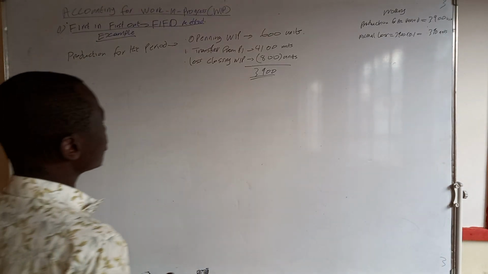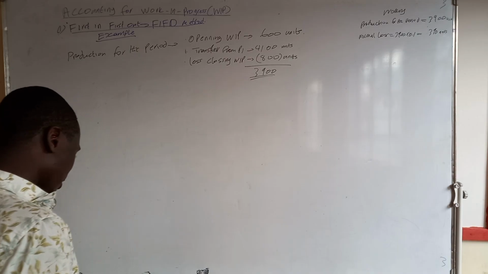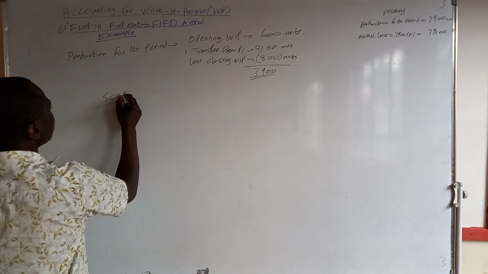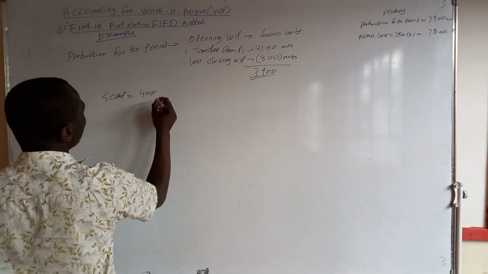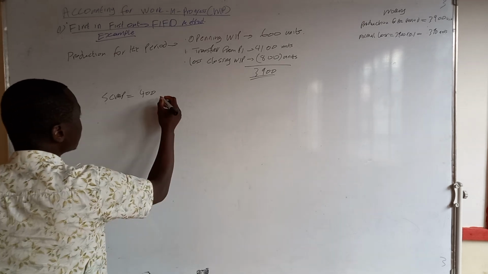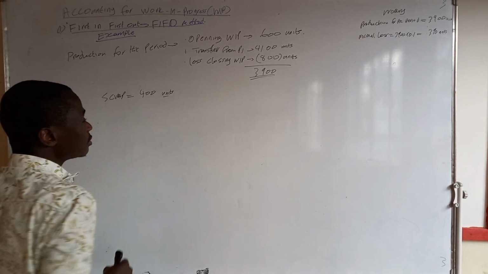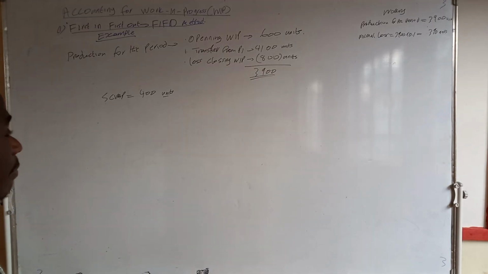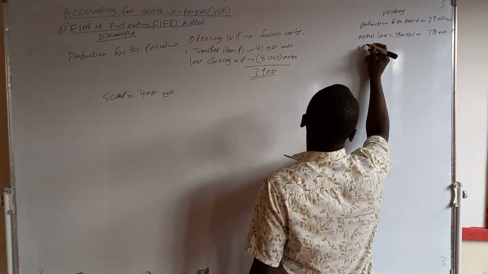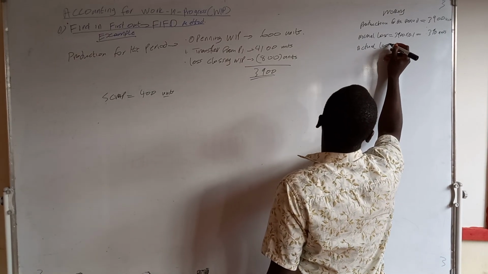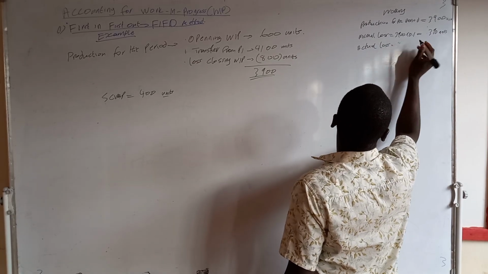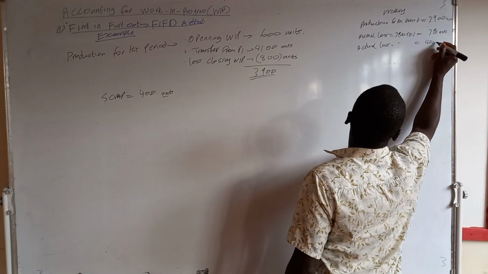The reality is we are told about a step. What about the step? It was 400 units. I remember 400 units sold as scrap. So this is the actual loss. Actual loss here we have 400 units.